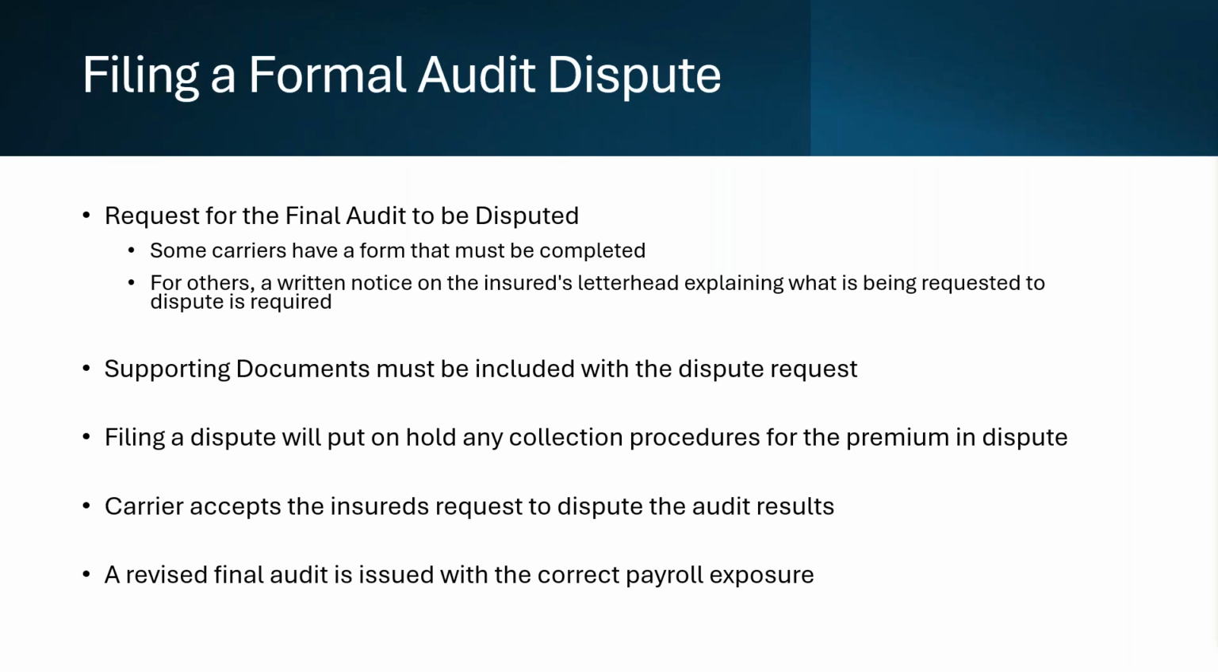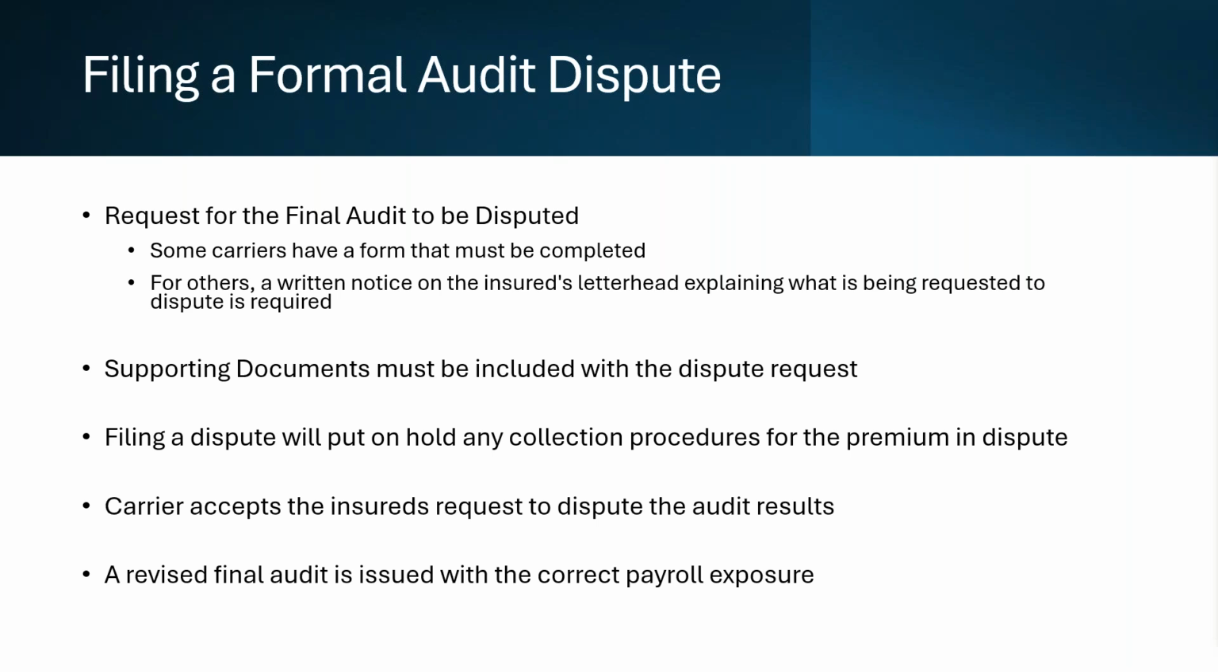The second item that is necessary to having any revision done, and this is the part that's always forgotten, is providing supporting documentation backing up the reason for your audit dispute. So if your reason for a dispute is subcontractors that were included, then you need to provide a certificate of insurance for that subcontractor. If it's an owner inclusion, then you need to provide the signed exclusion form that you submitted at the time of bind.